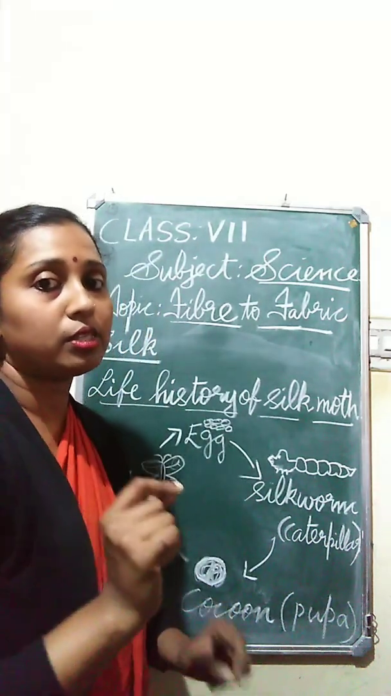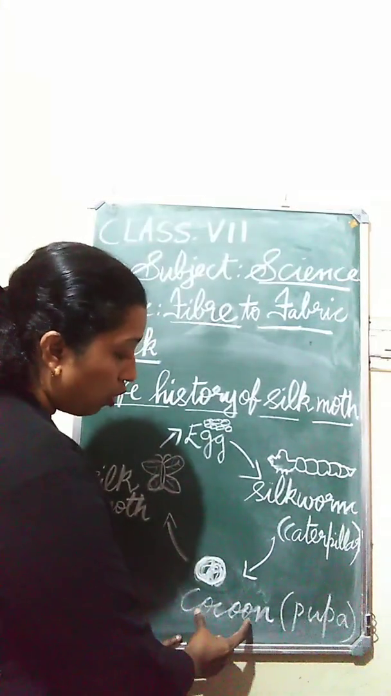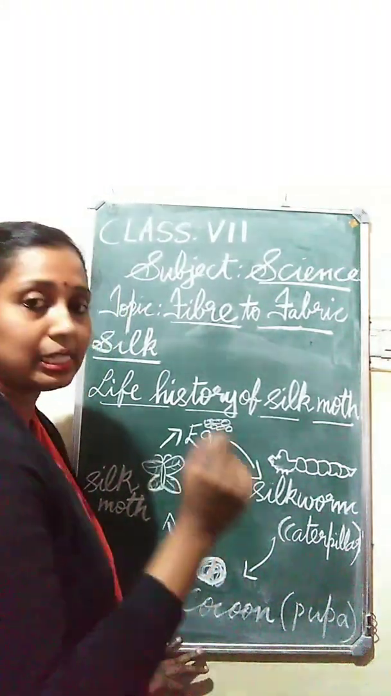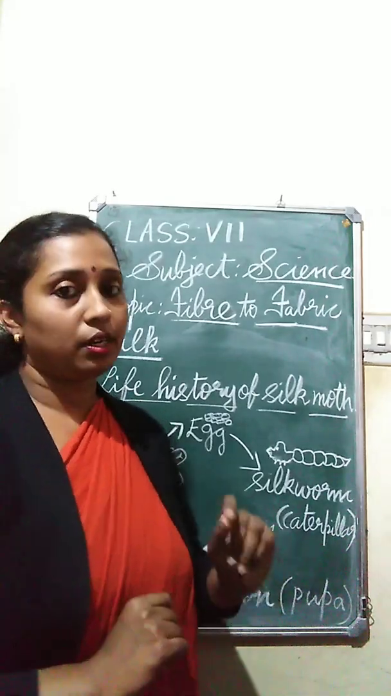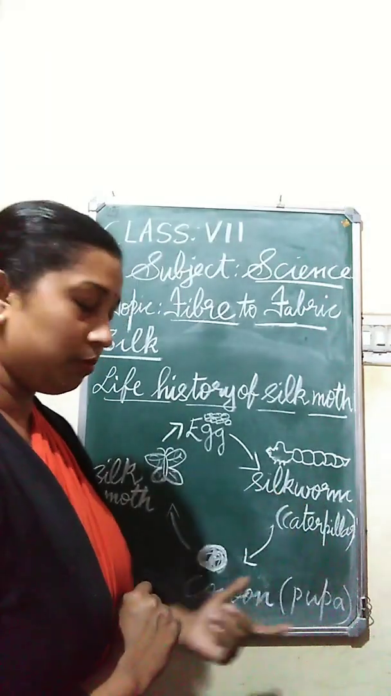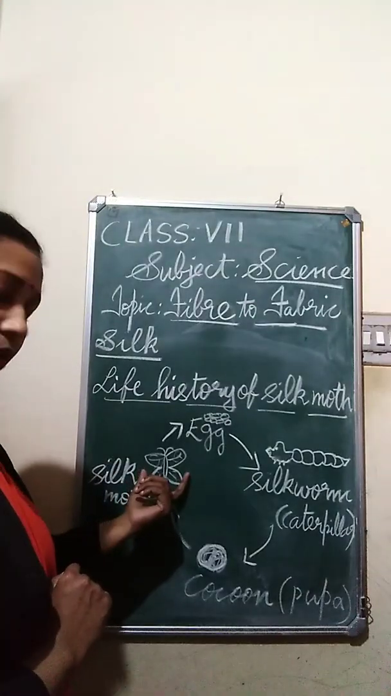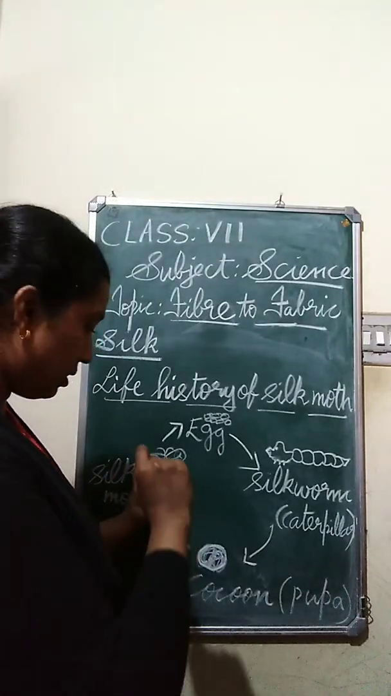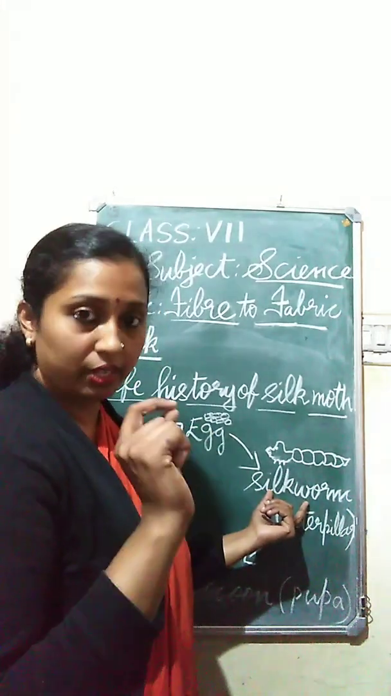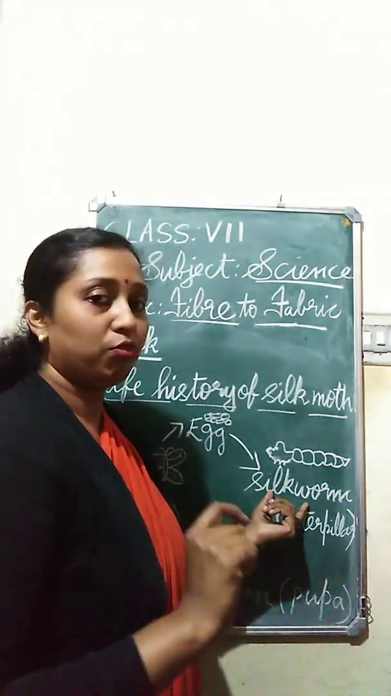And the silk fibers are obtained from this cocoon. Children, don't be confused with the silk moth and the silkworm. The butterfly-like insect is known as the silk moth, and this worm is known as the silkworm, and we get silk from this silkworm.